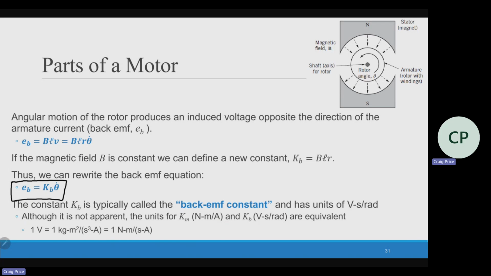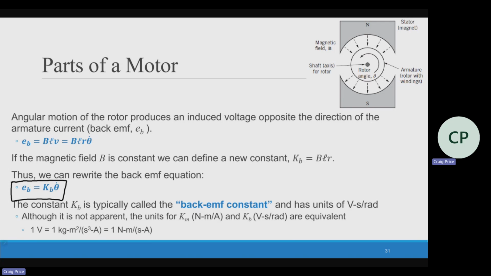So remember, E stands for voltage. It's very simple. This is the constant KB. It's called the back EMF constant. Now, what it's made up of is the magnetic field, the length of the wire, and the radius of the rotor. But none of those change. And so we're just going to combine it all into KB. That's our back EMF constant.